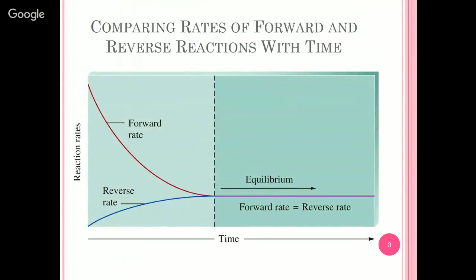As I said, if we're starting with reactants, we notice over time the reactants are decreasing, so we're showing the rate decreasing. Versus once we start forming products, we're going to see that that rate increases. Now, at some point in time, we reach equilibrium, which means that the forward rate and the reverse rate have become constant. They are no longer changing, and they are the same.